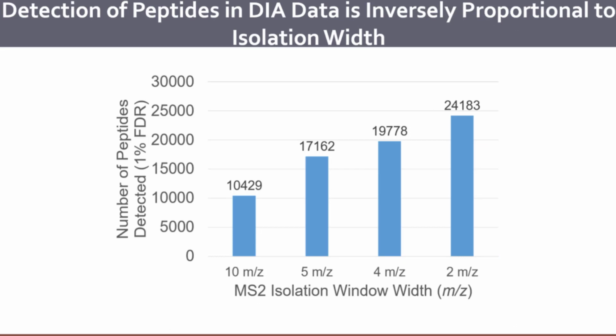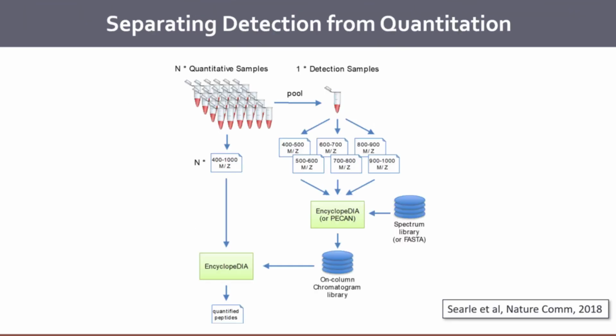The narrower the isolation windows, the more you can detect individual peptides. So the detection of peptides in DIA data is inversely proportional to isolation width. If you had a 2 mass charge isolation width, you'd get more than double, 2.5 times that of a 10 mass charge isolation width. That's a big, significant difference, right? And so you do have to weigh this throughput versus this sensitivity.